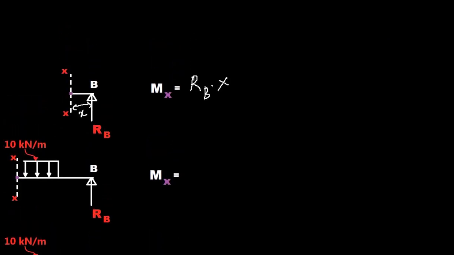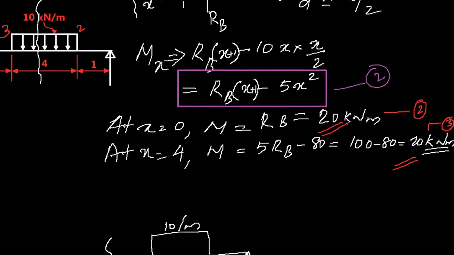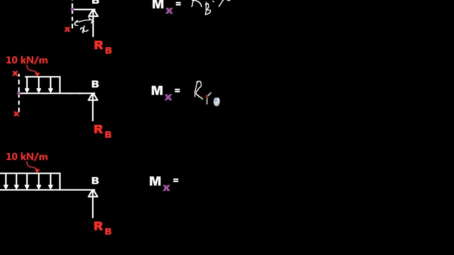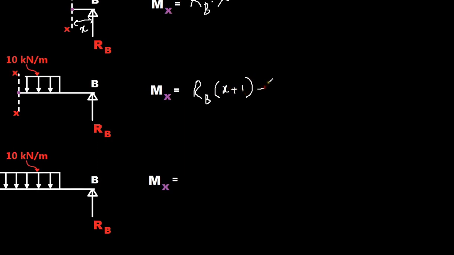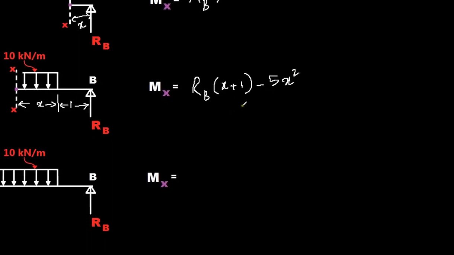And for the second section, we have calculated the bending equation as RB times (X plus 1) minus 5X squared. That is RB times (X plus 1) minus 5X squared, where X is the distance here, and this is 1. So the distance to RB from the point is 1 plus X, that is the distance used here. In this case we have 10 kilonewton acting over X distance, so the total load is 10X, and that can be considered as a point load at the mid span of this length, that is X by 2. So that will be 10X times X by 2, that will give you 5X squared. We have discussed this in the previous video.